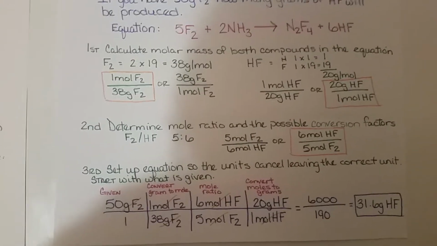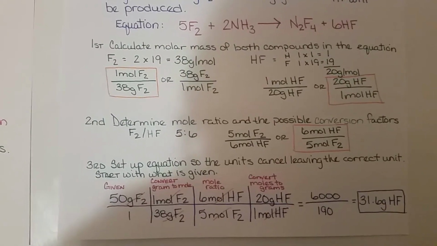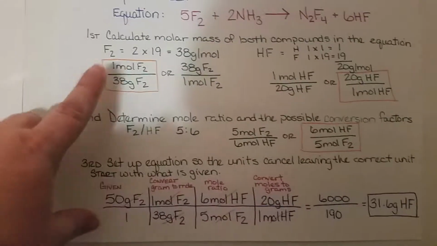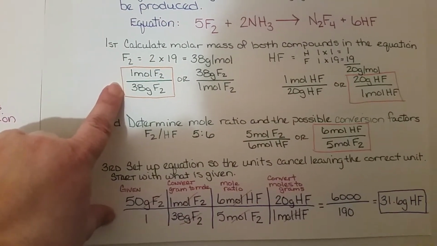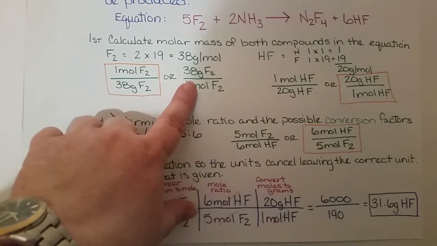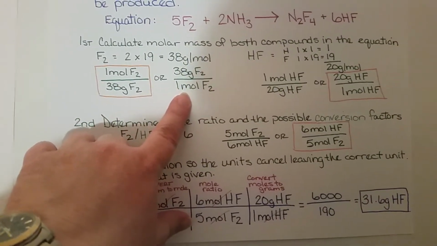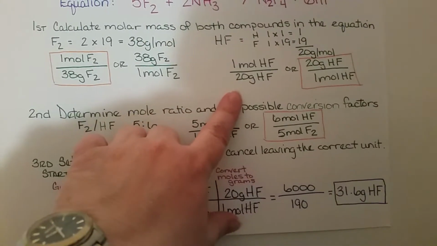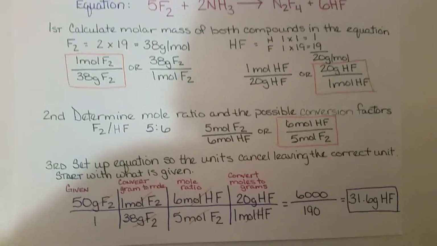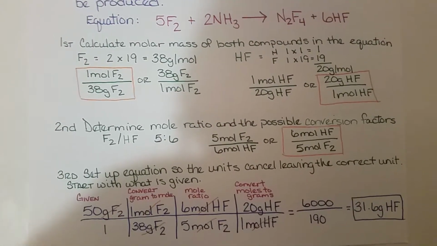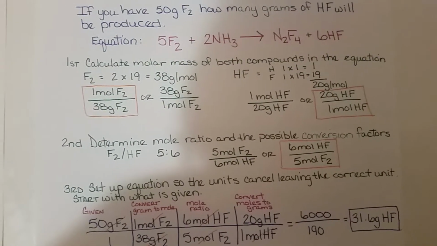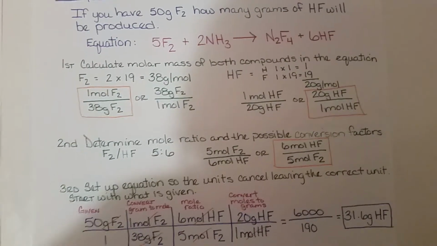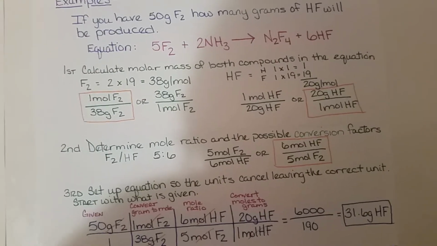Each of these molar masses give you 2 possible conversion factors. For F2, you have 1 mole of F2 on top and 38 grams on the bottom, or you have 38 grams on top and 1 mole on the bottom. The same thing for hydrogen fluoride. 1 mole of hydrogen fluoride can be on the top or it can be on the bottom. You choose which conversion factor to use based on the units you need to cancel out.